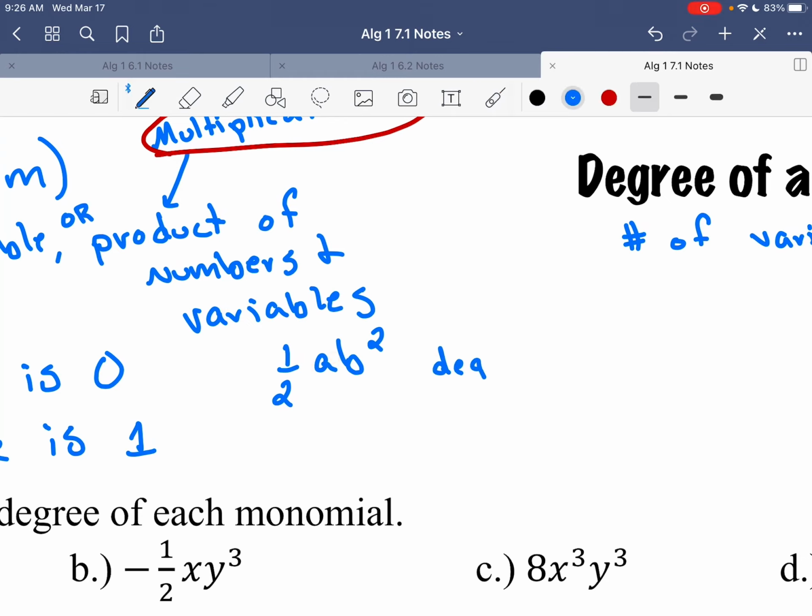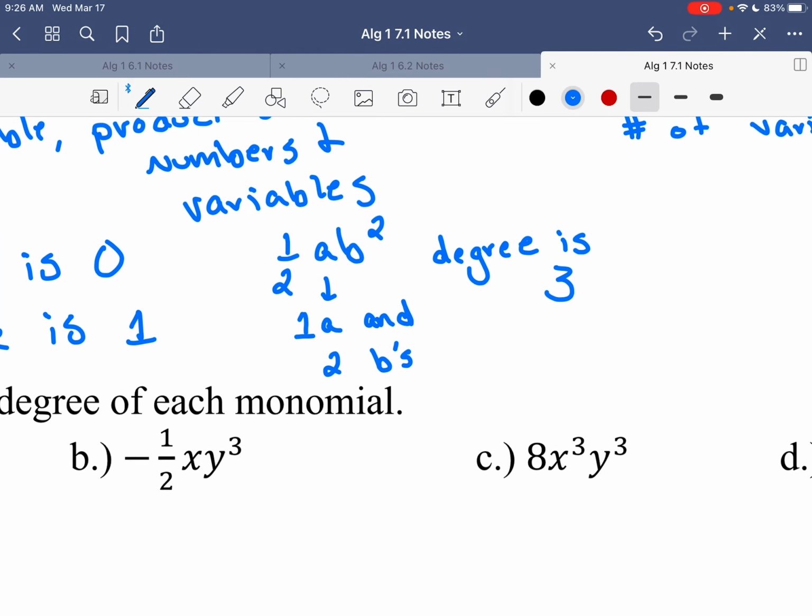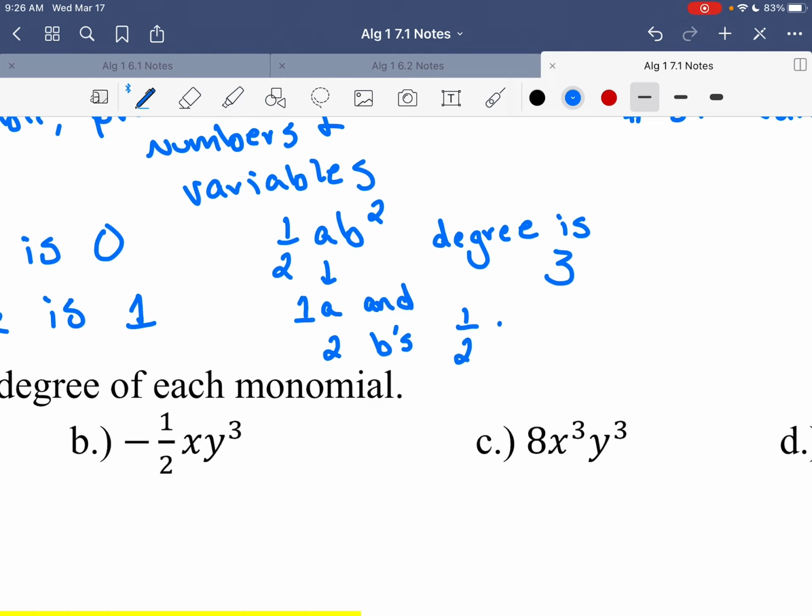The degree on this one is a little bit harder to calculate. It's the number of variables. I've got an a, there's one variable, and 2 b's. So we have 1 a and 2 b's, so the degree is 3. 1, 2, 3. We've got 1 here, 2 here because of that exponent. If I was to write this out longhand without the exponent, it would be 1/2 a times b times b. So there's my 3 variables, 1, 2, 3. The degree on that one is 3.